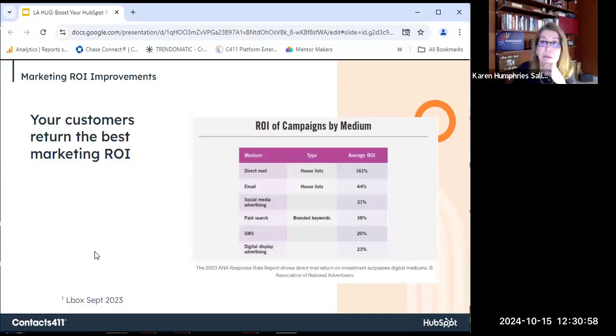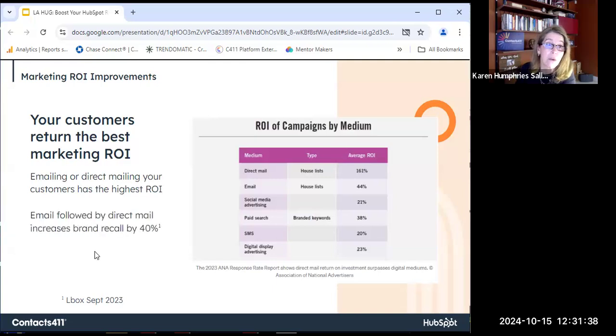chart is from the Association of National Advertisers, and it shows the average ROI for different forms of communication. So sending direct mail to house lists, that means your own, the names you own, the ROI is 161%. So that means for every dollar you spend, you'll get $2.61 back on average. Email to your own existing list, for every dollar you spend, you'll get $1.44 back. And you can just do the same for all of those, right? So emailing or direct mailing your customers have the highest percent of ROI.